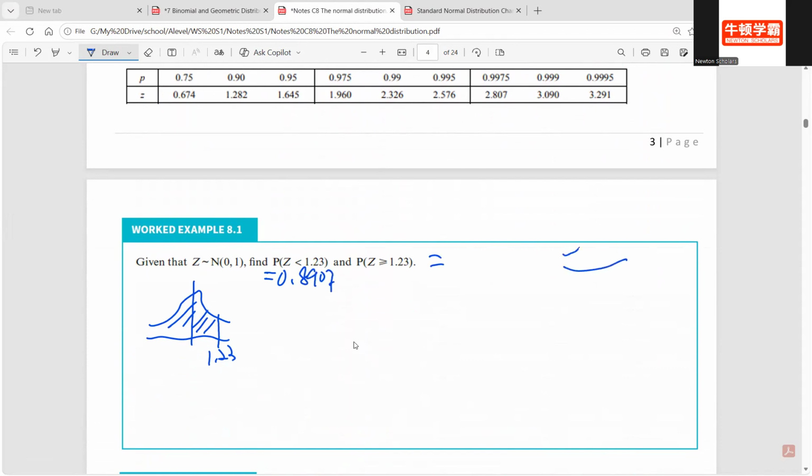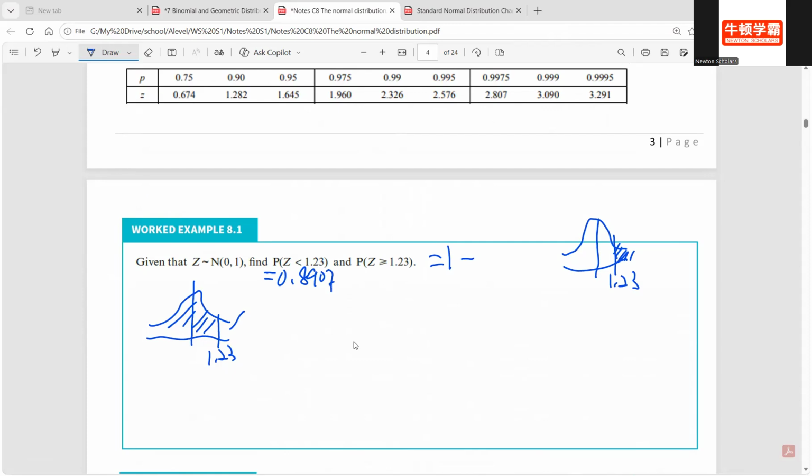This one, 1.23. That is more than. That means this one, the small part here. So follow the table just now. Actually, we find this part, right? I want to find this side. I have to use 1 minus.